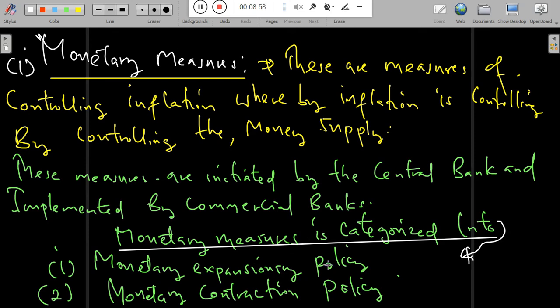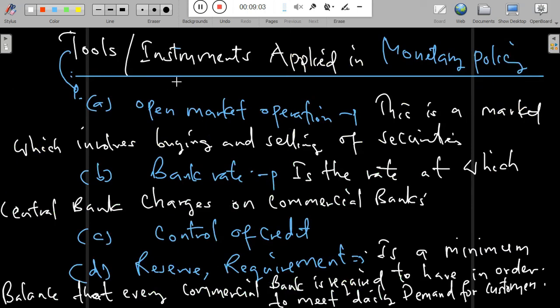Monetary measures are categorized into monetary expansion policy or monetary contraction policy. The tools are the major instruments applied in monetary expansion and contraction policies. We have open market operations. This is a market which involves buying and selling of securities. Whenever there is inflation, the government may decide to sell securities so as to remove money from the pockets of the public to the hands of the government. In case there is stability, the government may decide to do whatever is needed to maintain stability.